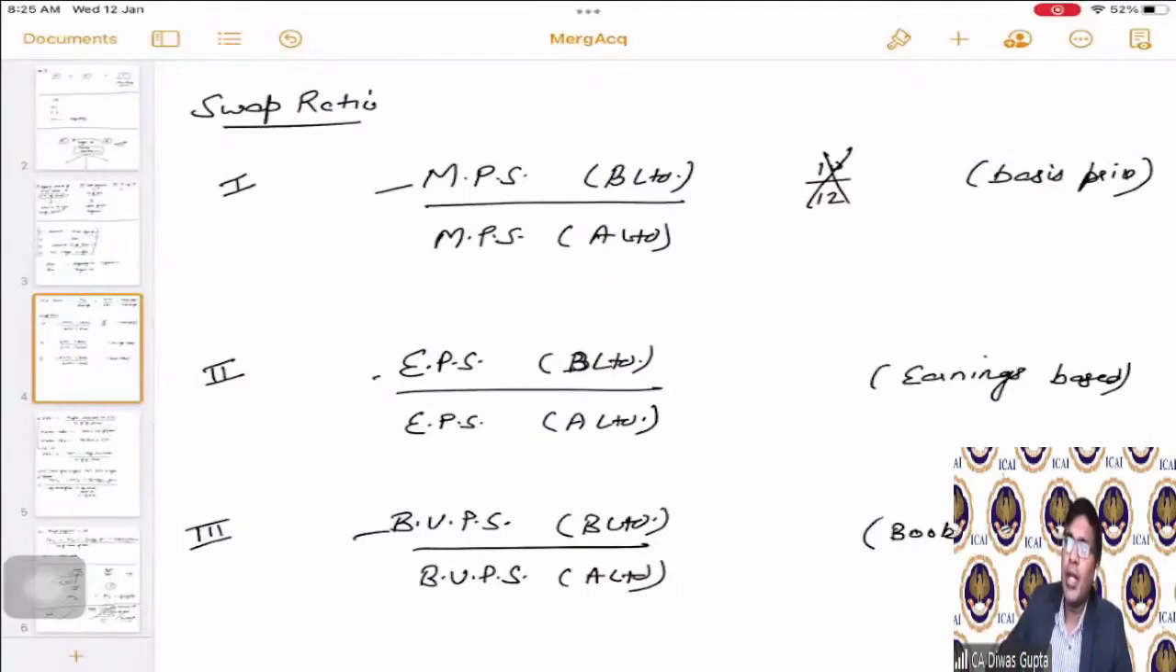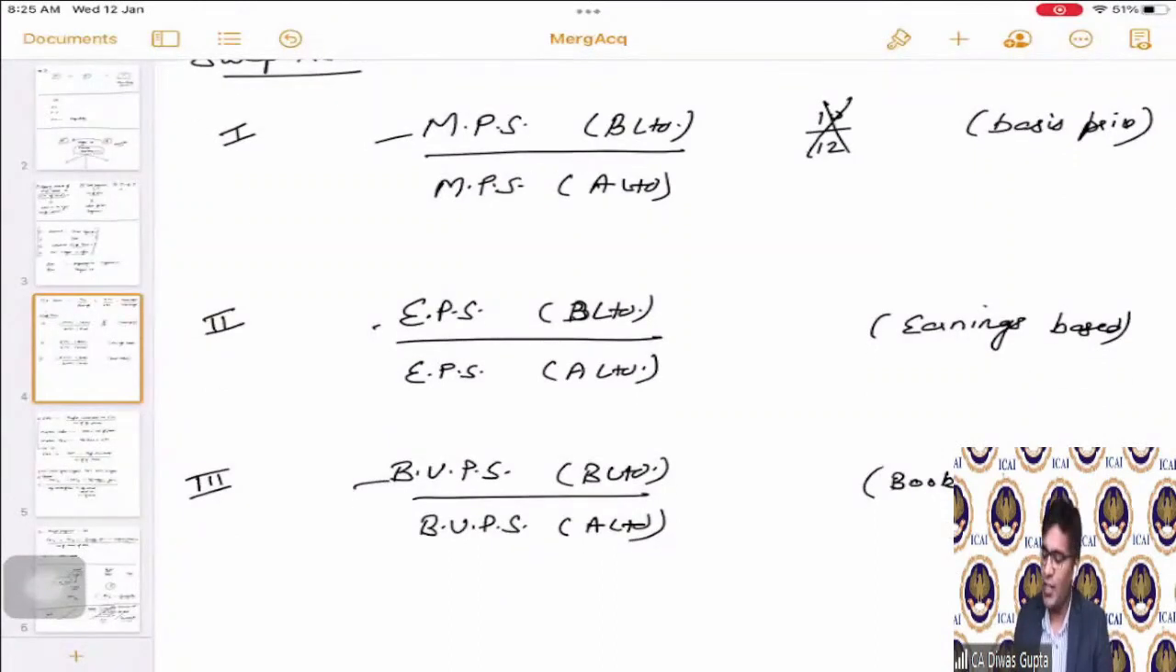Now, either the target company or the acquirer company will prefer that method where either MPS is higher or EPS is higher. For example, if the MPS of the target company is higher than the MPS of the acquiring company, then the target company will say that we will follow the MPS method, because that will increase the swap ratio. I hope all of you are getting my point.